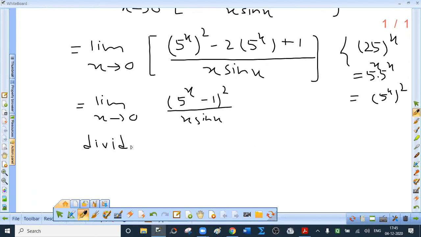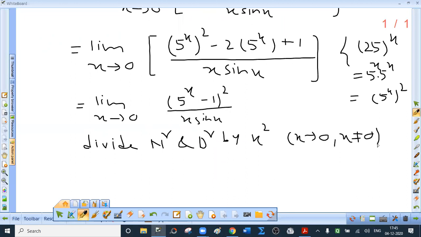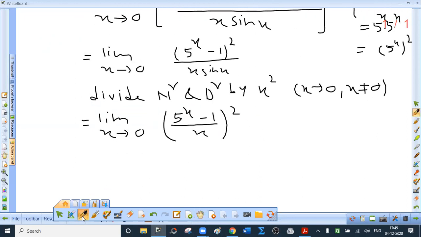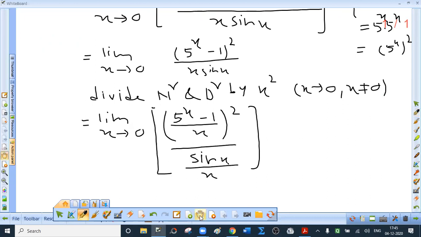Now you know what should be done. Divide numerator and denominator by what? By x square. Division is defined because x only tends to 0, x is not equal to 0. So this is the limit as x tends to 0 of (5 raised to x minus 1 upon x) bracket square. Now I'm omitting one step here, I'm directly writing it. In the exam, you are supposed to mention that. And what is the denominator? The denominator is sin x upon x. Originally, it is x sin x, right? And when we divide by x square, we get sin x upon x, simple.